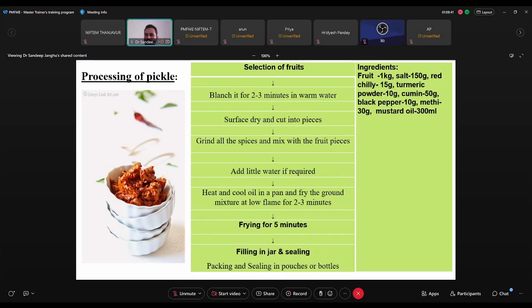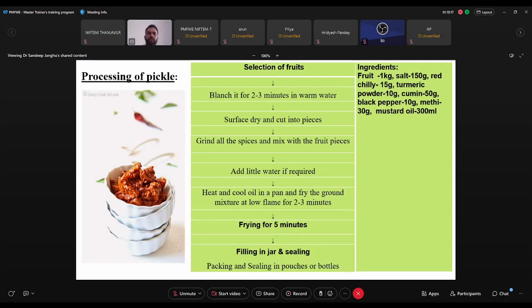Then red chilies, 15 gram. Turmeric powder, 10 grams. Cumin, 50 gram. We can add black pepper, fenugreek, 30 grams. Mustard oil, up to 300 ml. After selecting suitable fruits, we do blanching for 2 to 3 minutes in warm water at around 70 to 80 degree temperature.